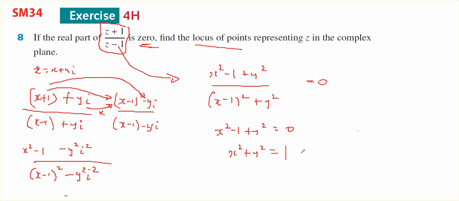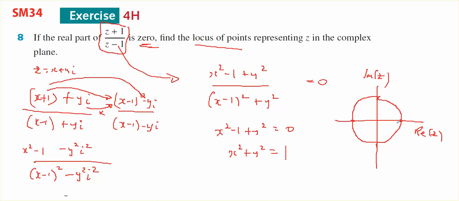It's a circle. So if I was to sketch z over the complex plane, this is the imaginary component of z. This is the real component of z. 1, negative 1, 1, negative 1. I should have drawn my circle before I did my dots. So there's my circle. Done.